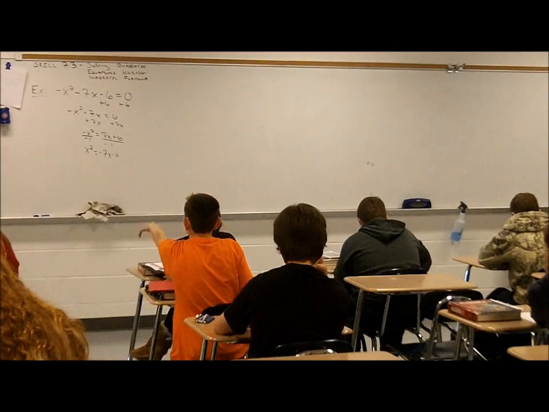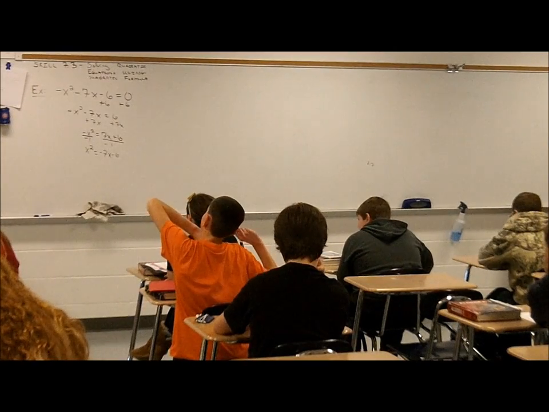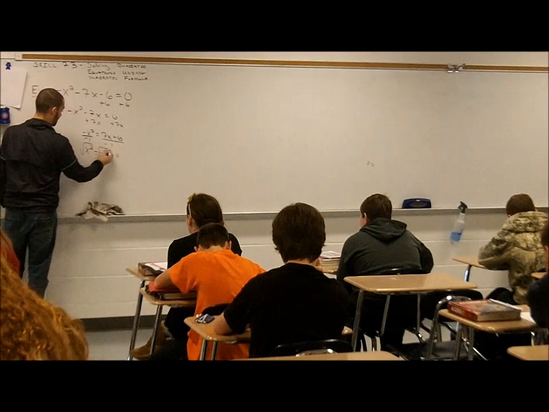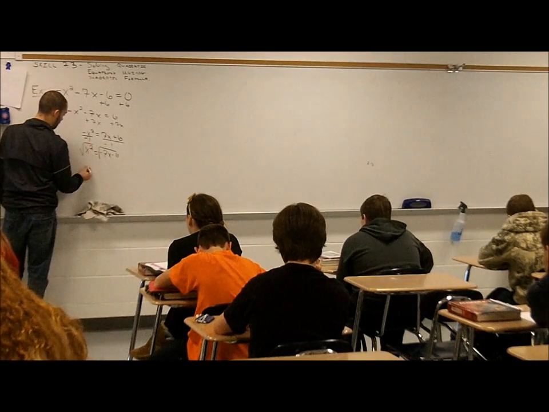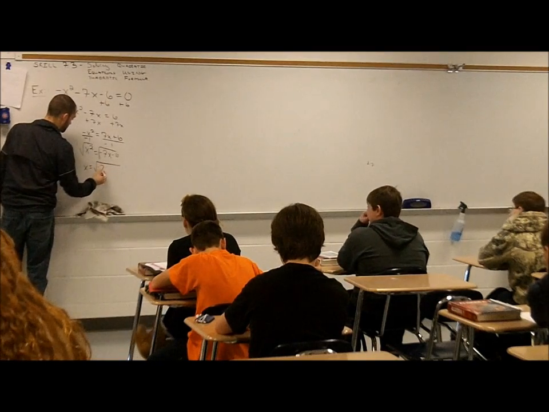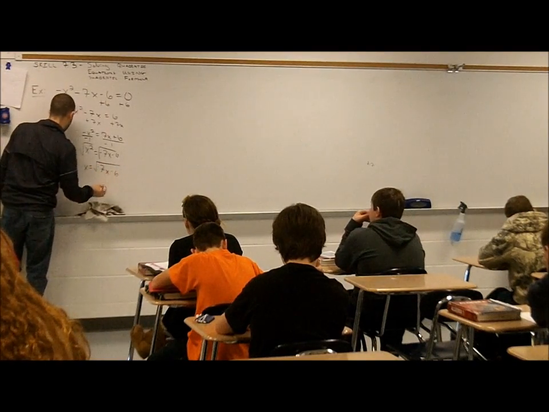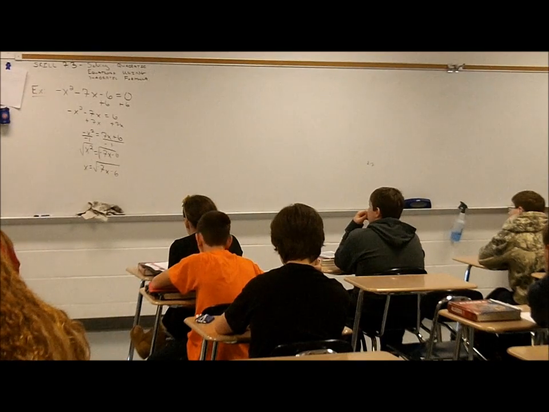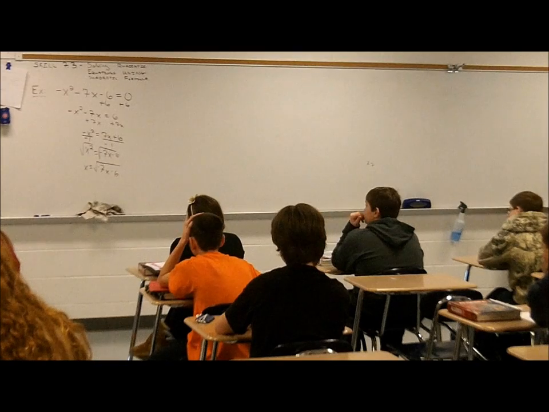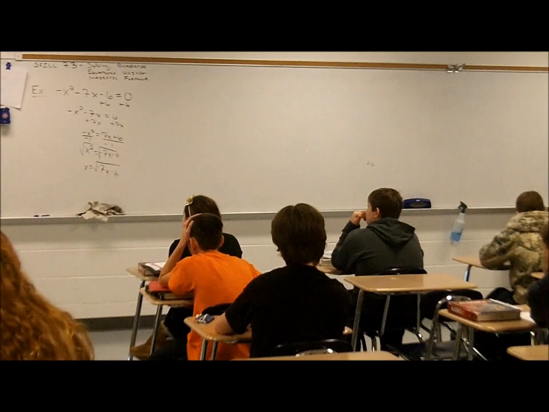Do the square root sign. Square root both sides? Yes. We get x equals the square root of negative 7x minus 6. Now what? You can't do that. It's negative. Well, it just depends on what x is.